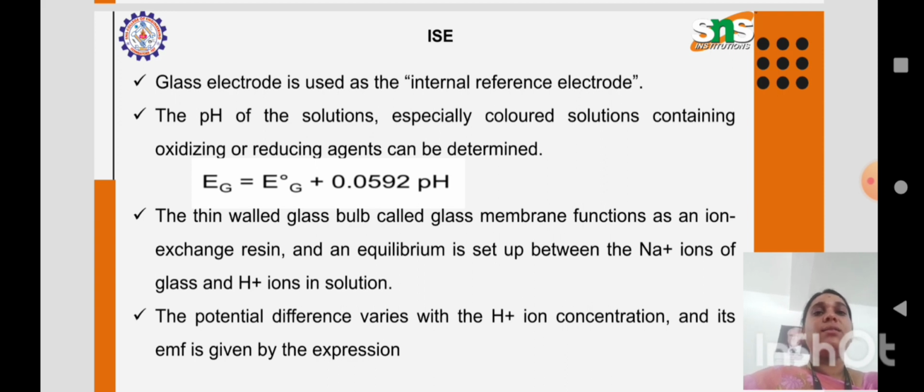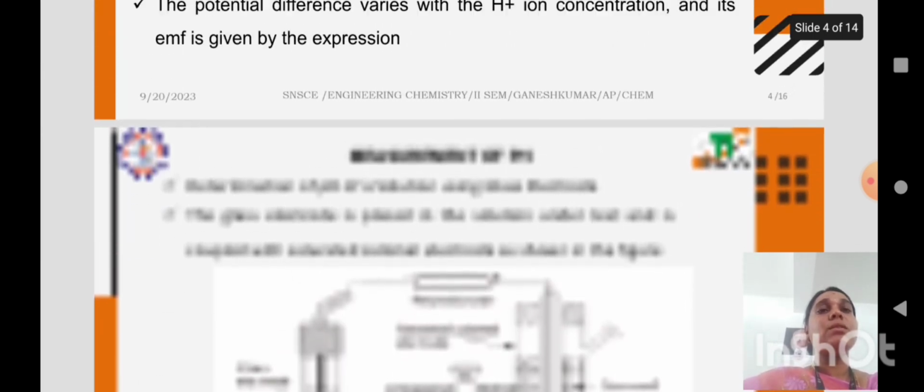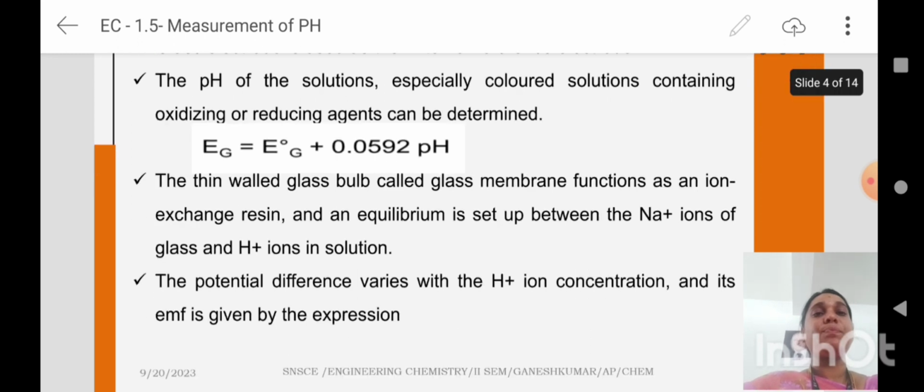The thin walled glass bulb, called the glass membrane, functions as an ion exchange resin, and an equilibrium is set up between the sodium and the glass, and the H plus ion concentration. The potential varies with the H plus ion concentration. Its EMF is given by the expression Eg equal to Eg naught plus 0.0592 pH.